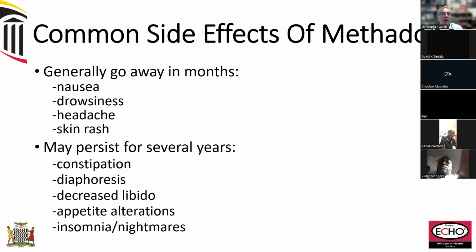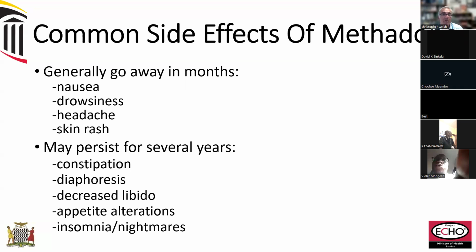Some of the common side effects of methadone: it's a full opioid like other opioids. So some of these are things that you're going to see with any opioid. Many of them, once the person is on it for even a few days or weeks, they develop tolerance to a lot of the side effects. But some of them can really persist and make it difficult. Most of them are things you can treat with other things, like constipation, decreased libido.